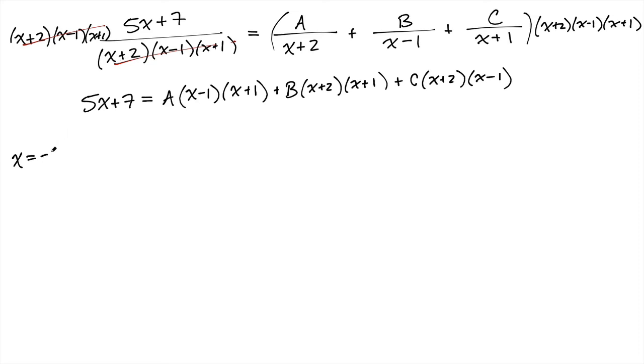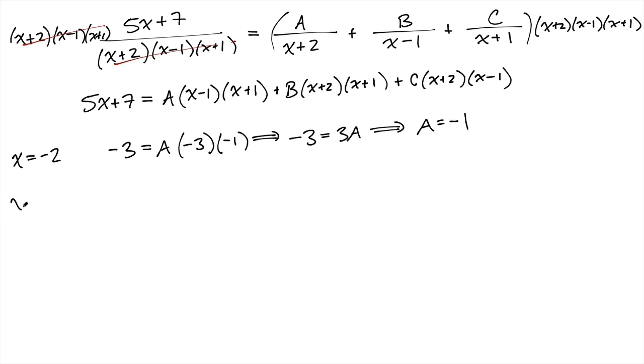x equals -2 is a zero. And so if I plug that into this entire thing, here I get -10 plus 7, which is -3. And on the right side, anything that has an x plus 2 disappears. So the whole b term and the whole c term are gone. And we're left with a times -3 times -1. That's just, again, plugging x equals -2 into each of these. So that leaves us with -3 equals 3a. In other words, divide both sides by 3 and you get a equals -1.